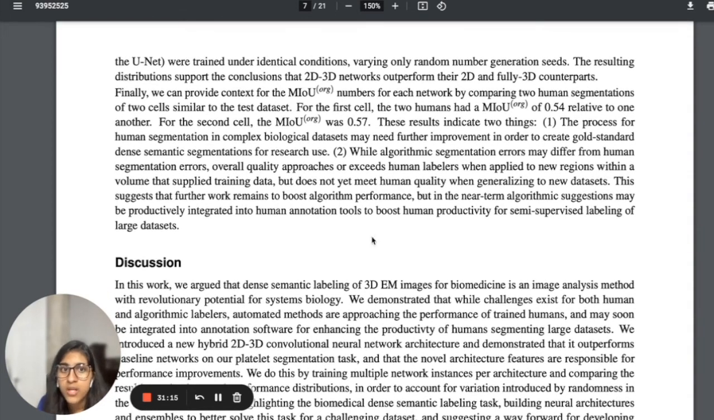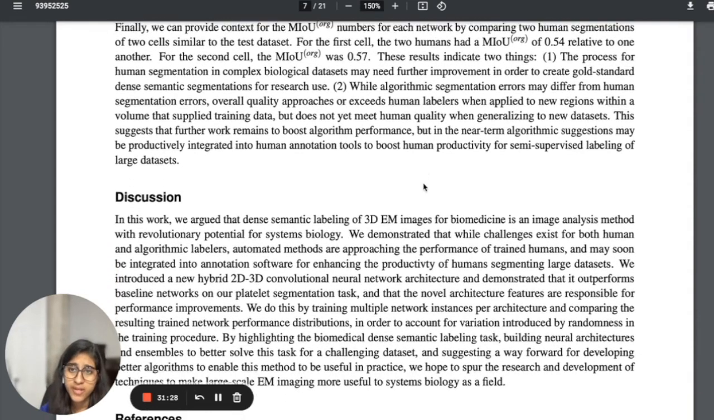It might not exceed human quality when it's exposed to new data sets, but when training and when you tested it, it did exceed or approach human labelers. So that's what I talked about.